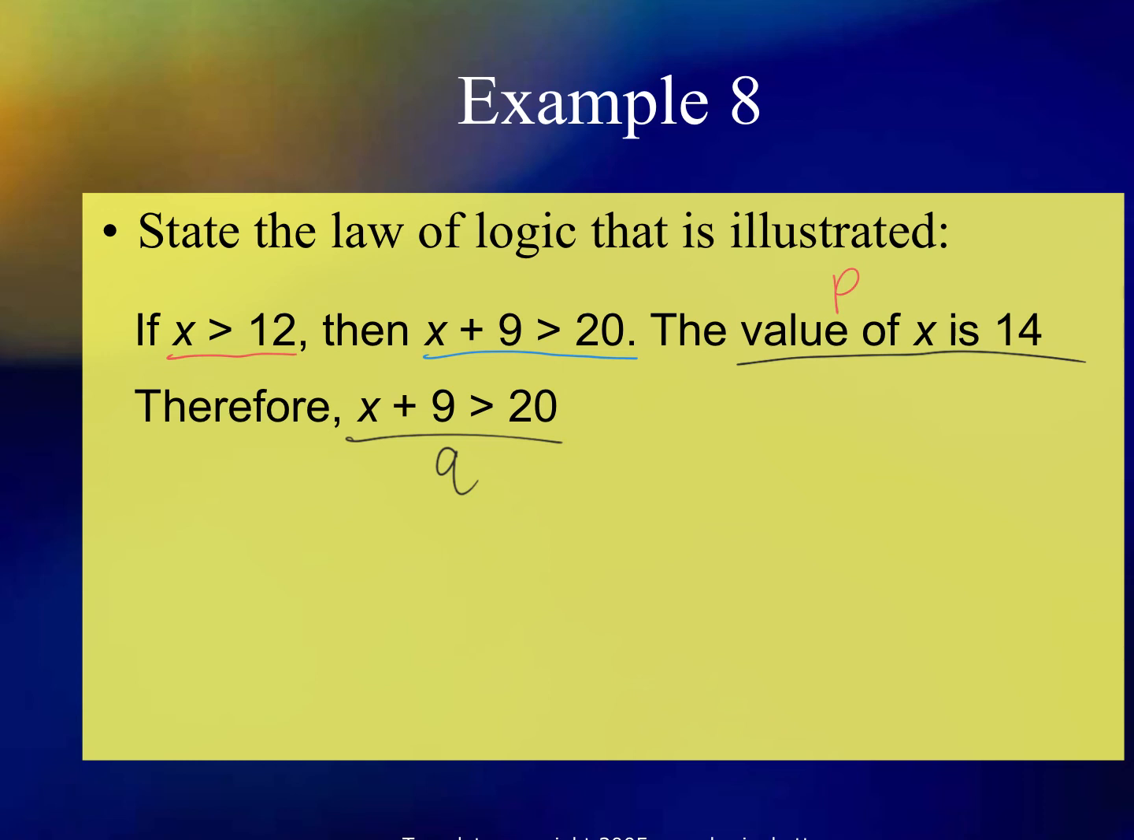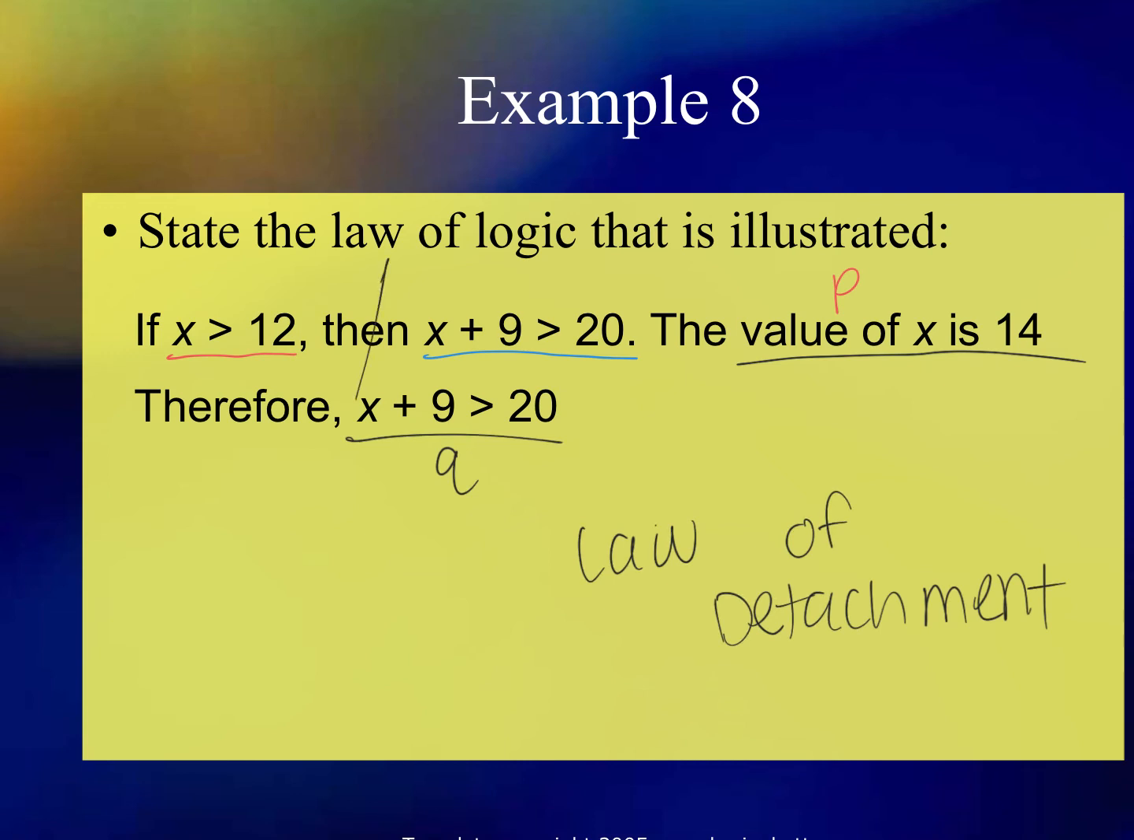What law was being applied here? This is the law of detachment. You have to view them as separate statements. So it's no longer a conditional. It's no longer an if-then. It breaks it up and just says the value of x is 14, therefore x plus 9 is greater than 20. Just like we did in the last one. Okay.